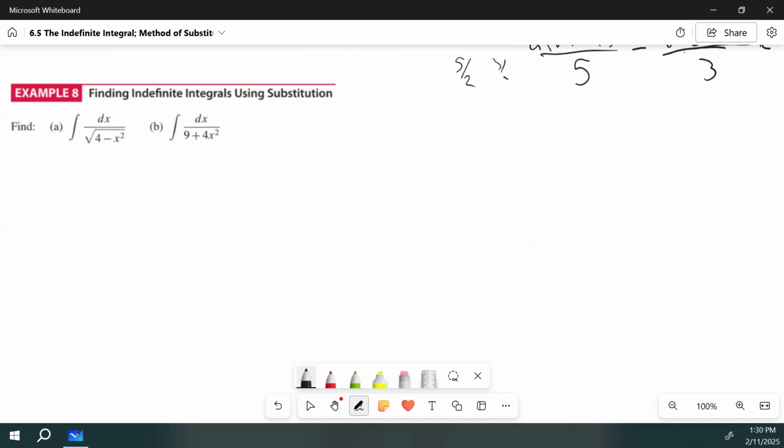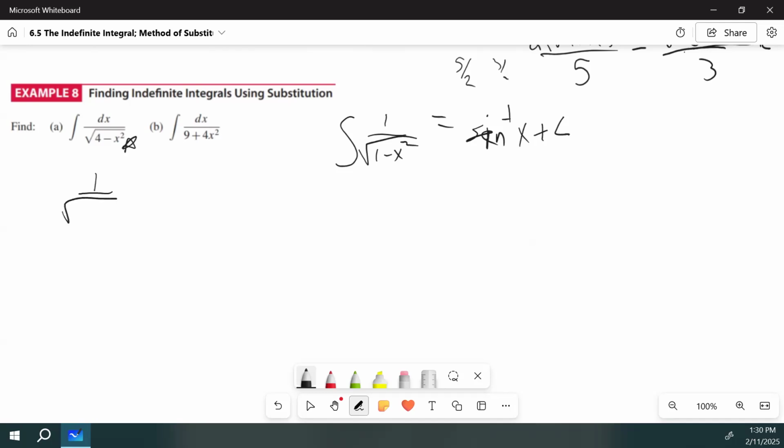We have 2 integrals here. The first one looks familiar, but maybe not completely familiar. So this first one may look like the integral of 1 over square root 1 minus x squared, which is equal to the sine inverse, or arcsine, of x plus c. So we can actually do that.